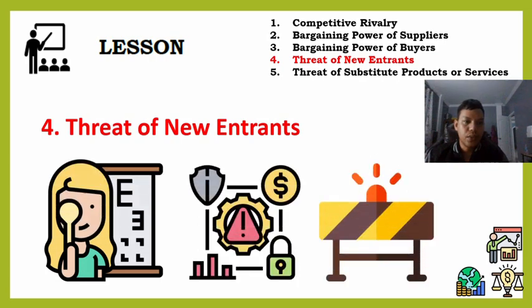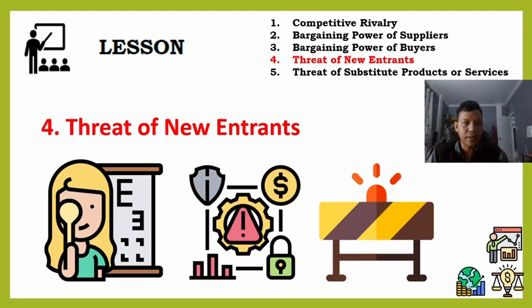So let's proceed to the fourth one, the threats of new entrants. This force examines how easy or difficult it is for the competition to join the marketplace in the industry being examined. And the easier it is for a competitor to join the marketplace, the greater the risk of the business's market share being depleted. And barriers to entry include absolute cost advantages, access to inputs, economies of scale, and well-recognized brands.